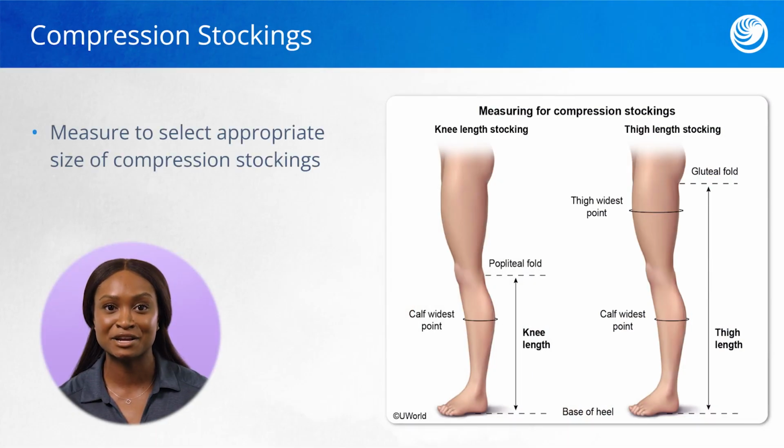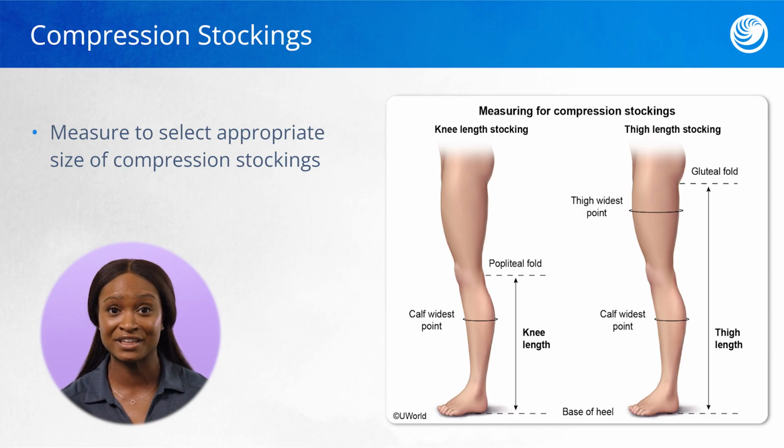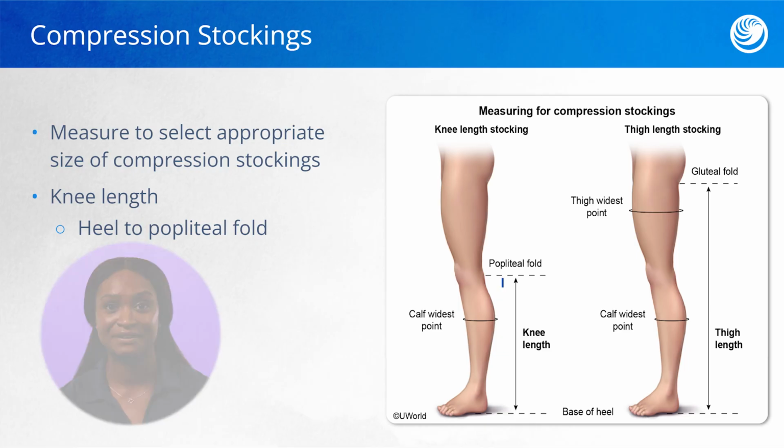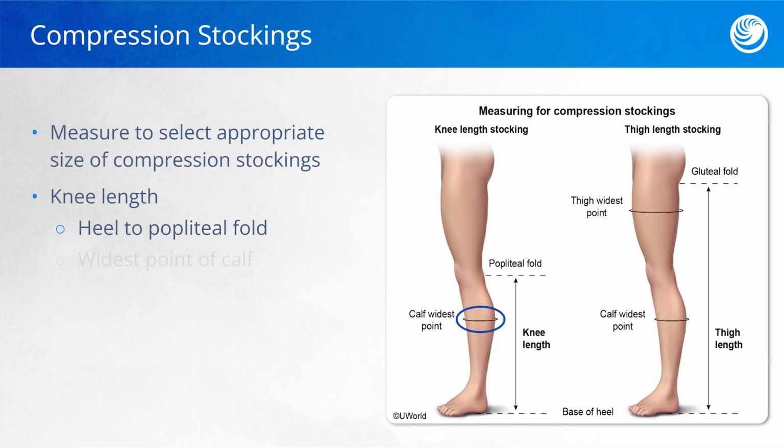Finding the right size compression stocking is just as important as wearing them. If stockings are not fitted or worn correctly, venous return could be obstructed rather than enhanced. So let's talk about getting the proper fitting. For knee-length stockings, measure from the heel to the back of the knee. Also measure the circumference of the widest part of the calf. You can see that on the left side of the image here.